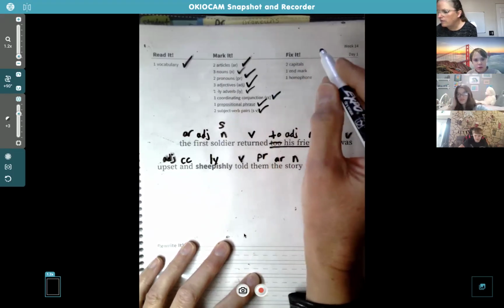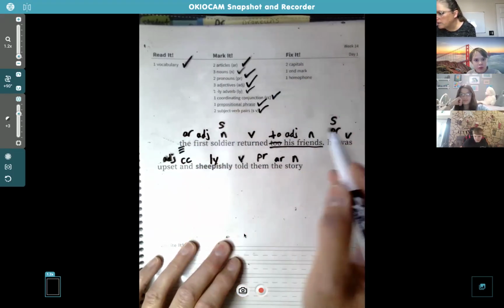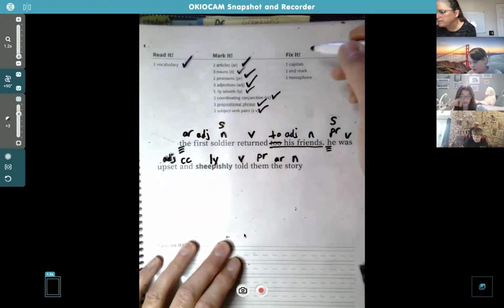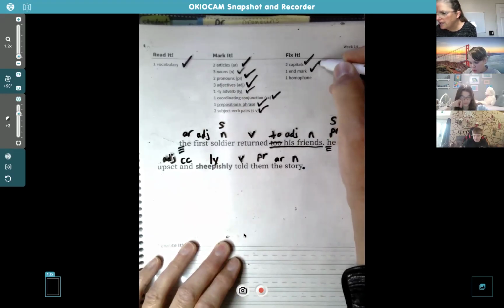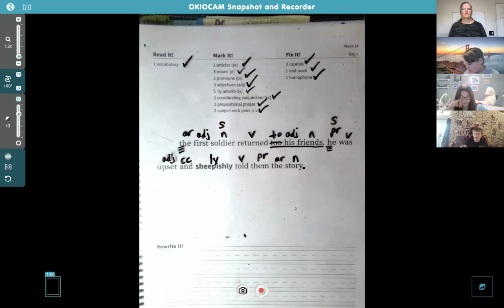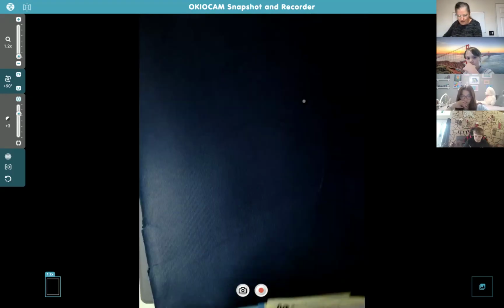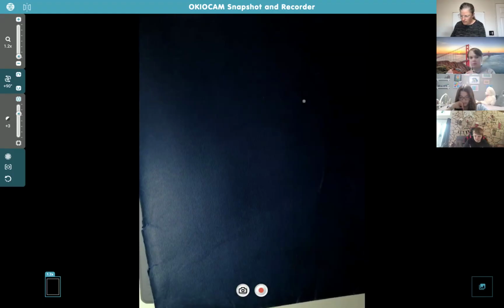Okay, and then we've got two capitals. That's the beginning of each of these sentences. End mark is a period, and we already did the homophone "two," so we fixed it. Good job, you guys. Any questions about grammar before we move on? No? If not, shake your head no for me so I know you don't have any questions. Okay, good. Let's put grammar away and get out your binders.